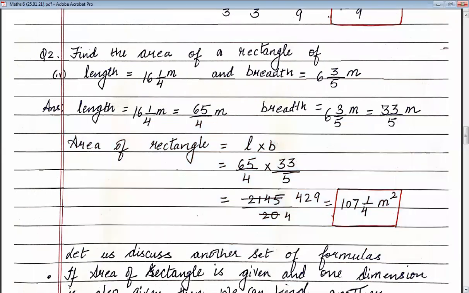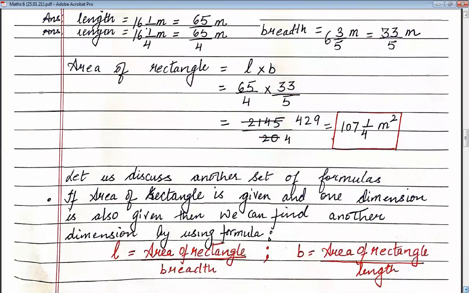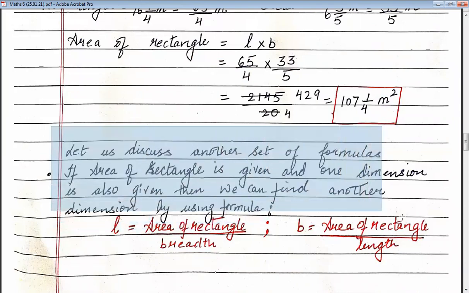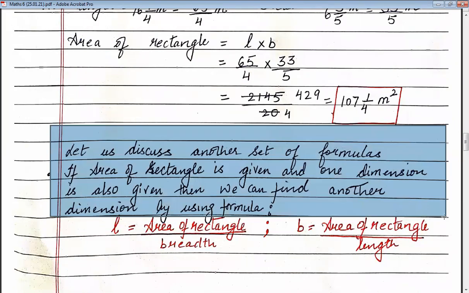Okay, now children, let us discuss another set of formulas based on area. Sometimes area is given to you, but one of the dimensions is not given to us. Then how will we find the other dimension? Let us have a look at the formula.